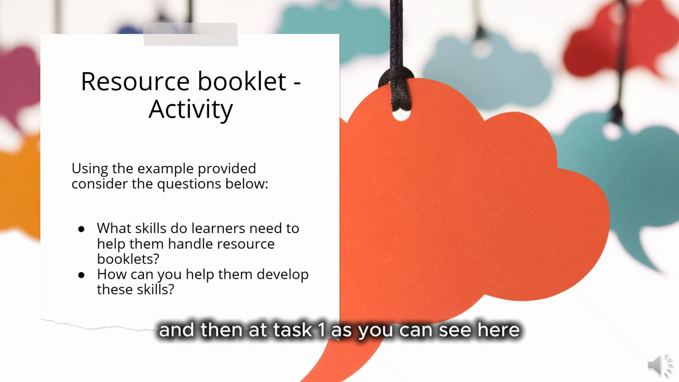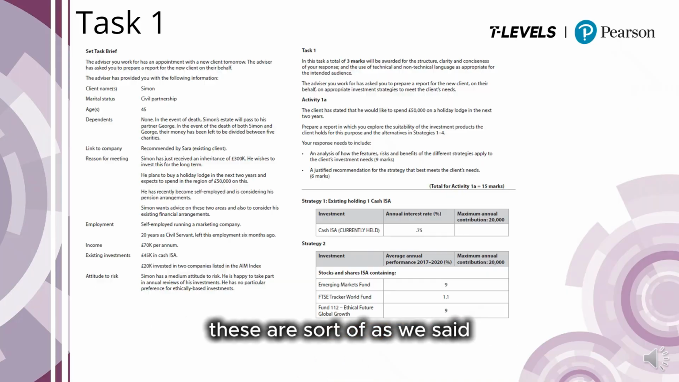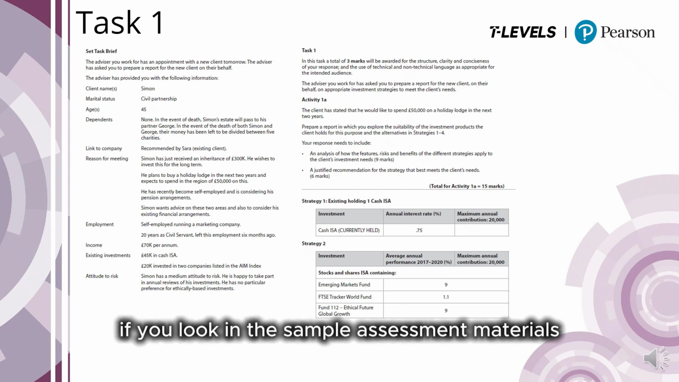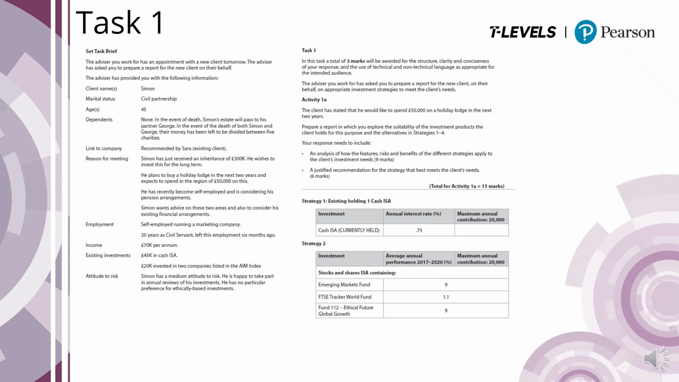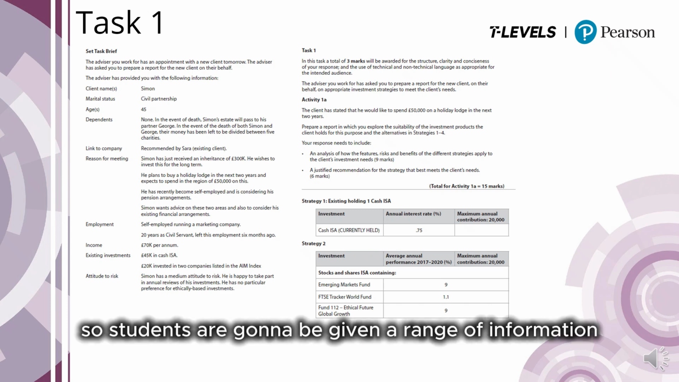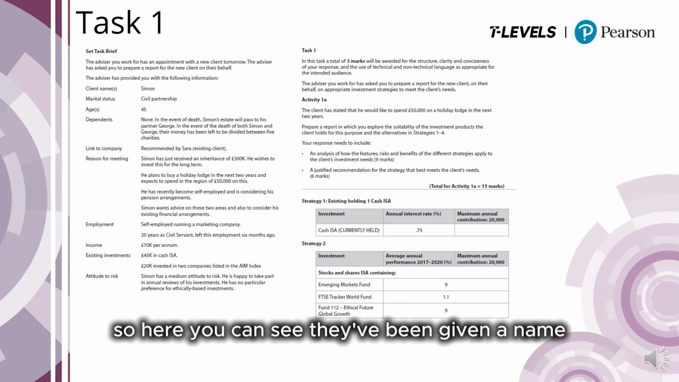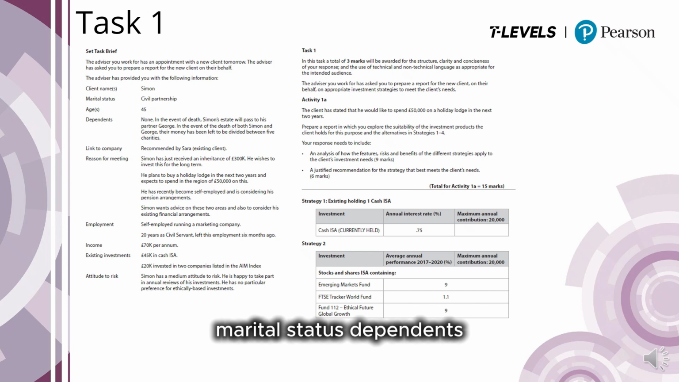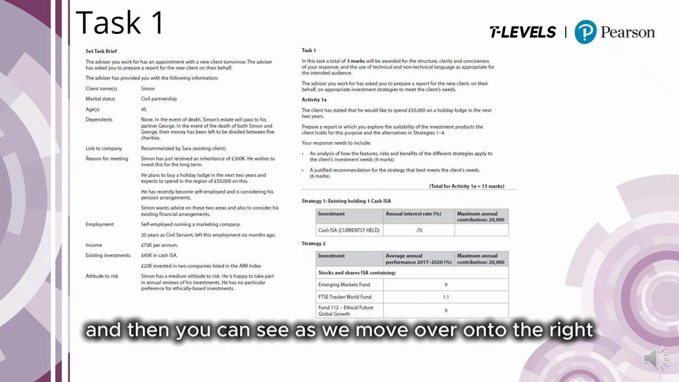And then at task 1, as you can see here, these are a snippet of the task. There is a lot more stimulus material if you look in the sample assessment materials. It starts out with the set task brief. So students are going to be given a range of information. Here you can see they've been given a name, marital status, dependents, reason for the meeting, employment, income, those sorts of things.